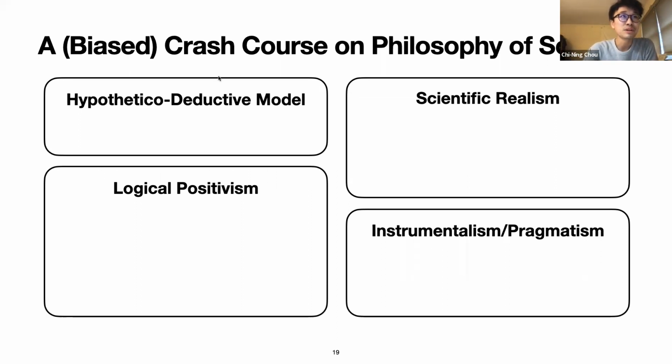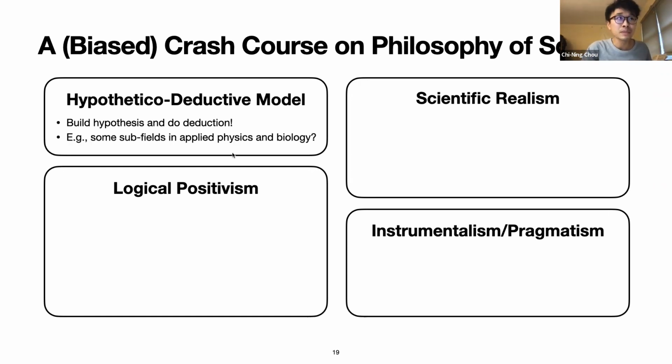The first branch of philosophy of science is probably the most ancient one. It is called the hypothetical deductive model, and the concept is very simple. It says what counts as science is that we build hypotheses, then do deduction, and then empirically verify. This is really how we learn from high school, for example, and also how lots of fields of more applied physics or biology, and applied math, roughly work.